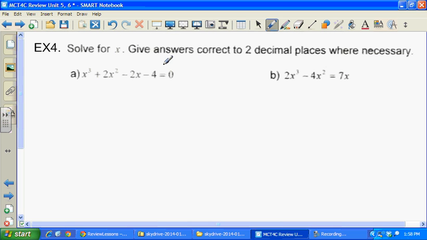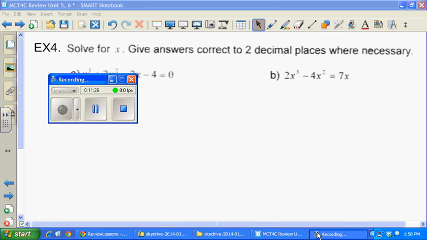Give answers correct. How are we doing for time? Now, is this the last example? No, there's a couple examples. I'm going to pause here and make a video too.